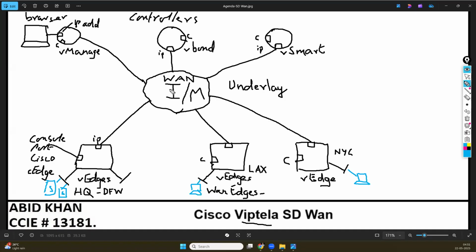So normally in traditional WAN, what do people do? We set up a VPN across all these locations. So now the data goes through this, secured across the internet.